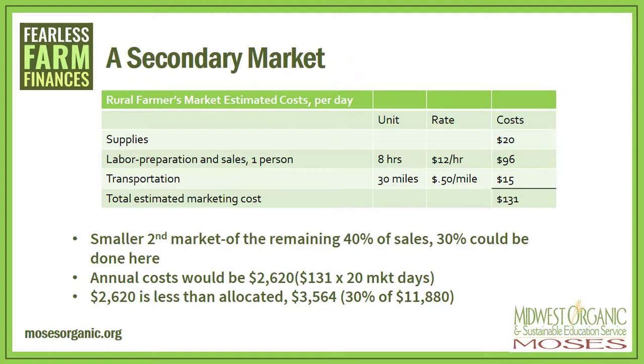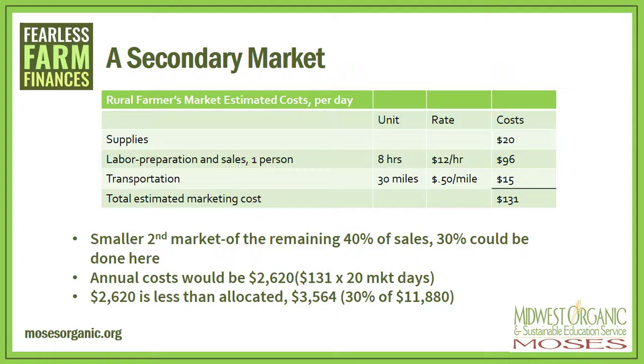You predict that of the remaining 40% of your total sales, you think that 30% could be done through this market. So 75% of the 40% that's left. Because of the lower sales volume, you only think it will take one person each week. And so your estimated cost per day, as you can see in front of you, is less. So the cost per marketing day is substantially less at this market.